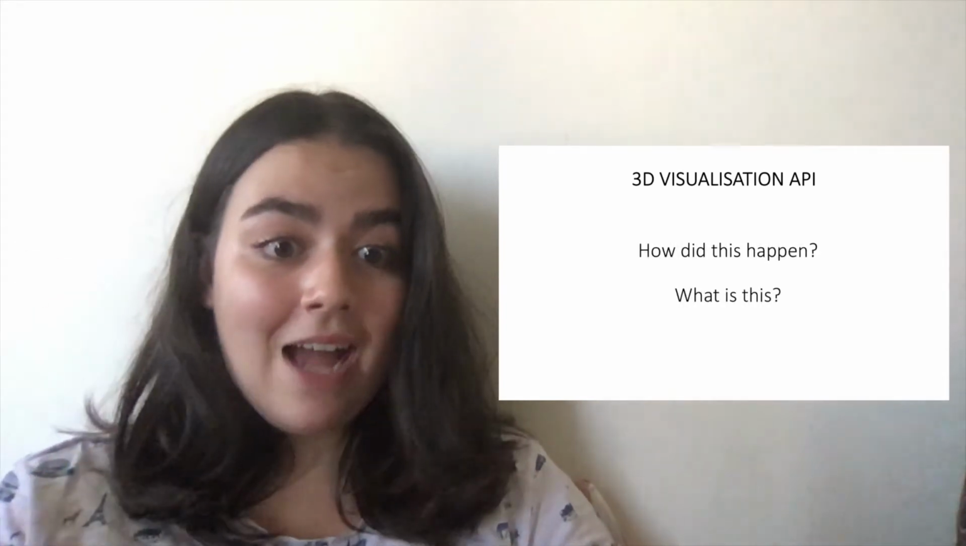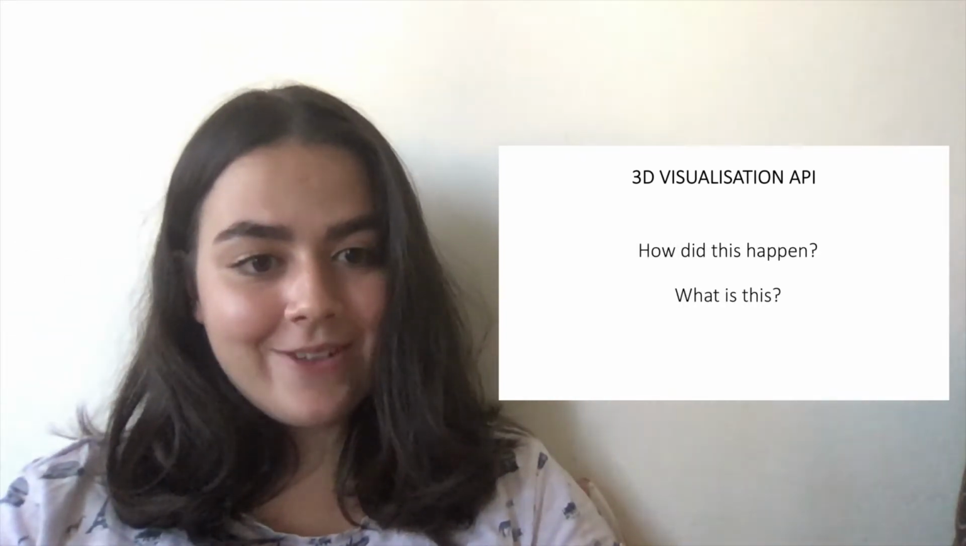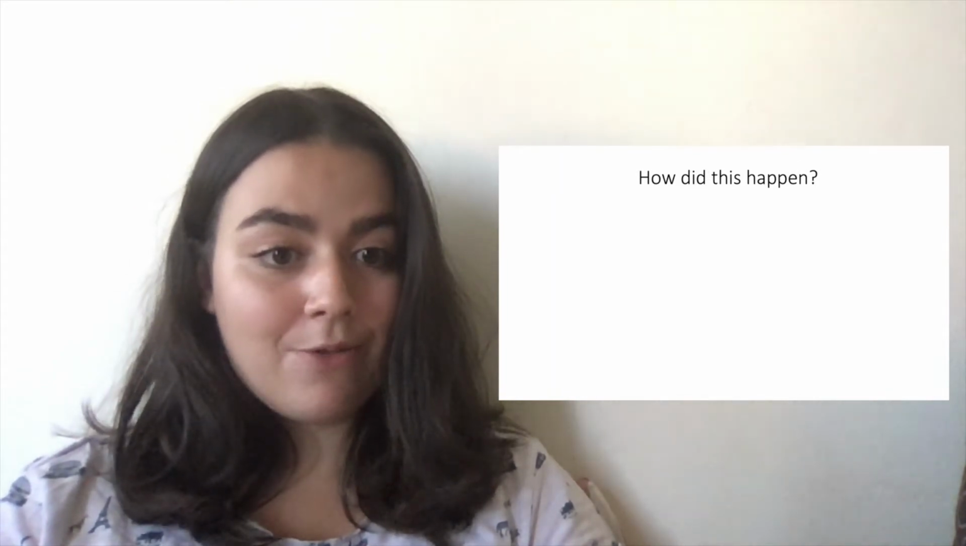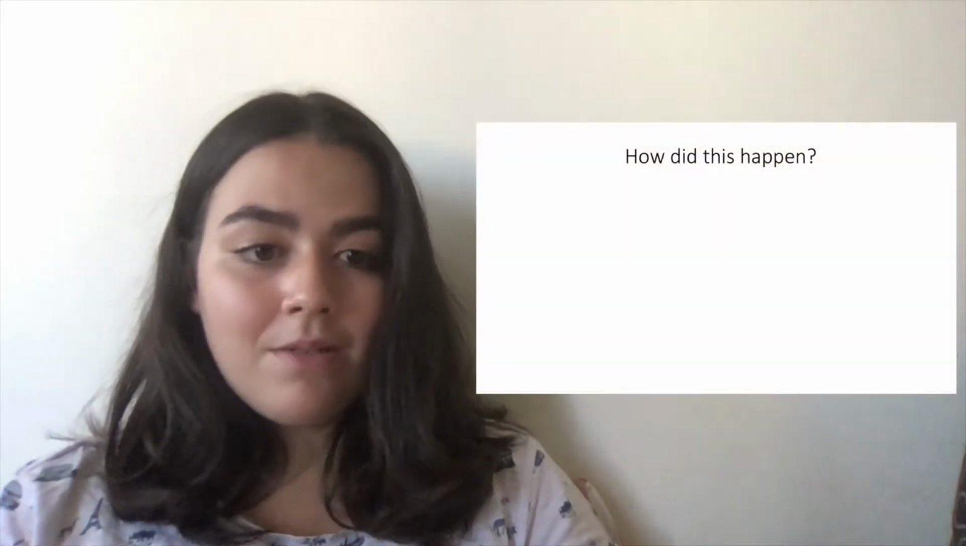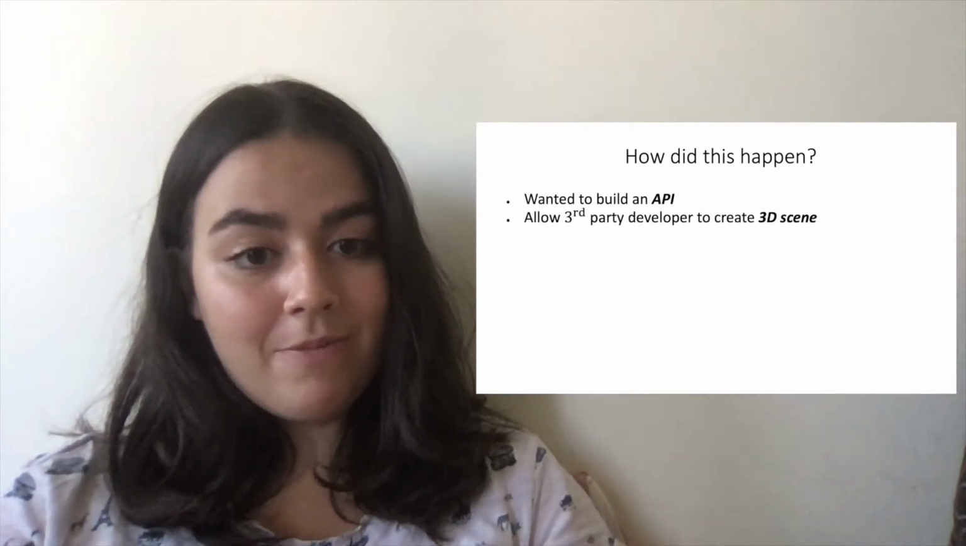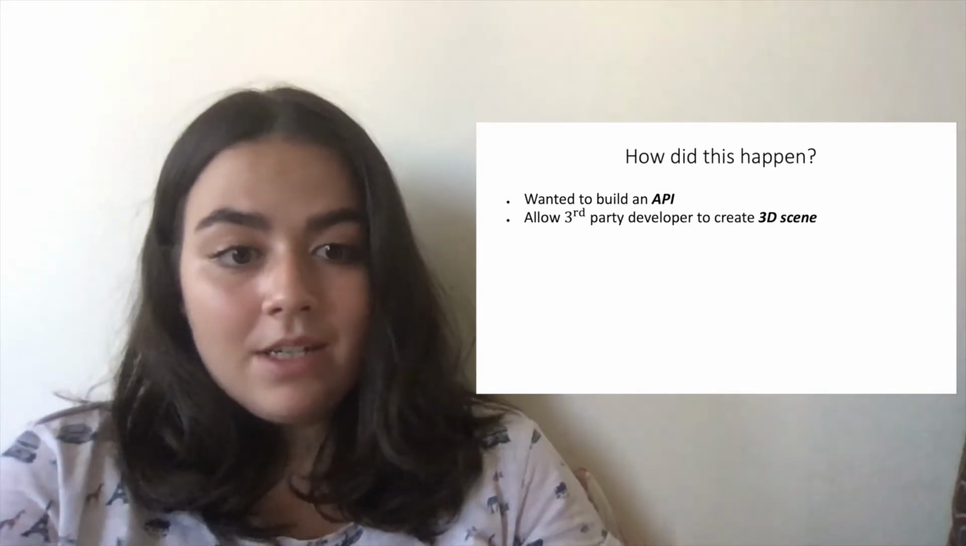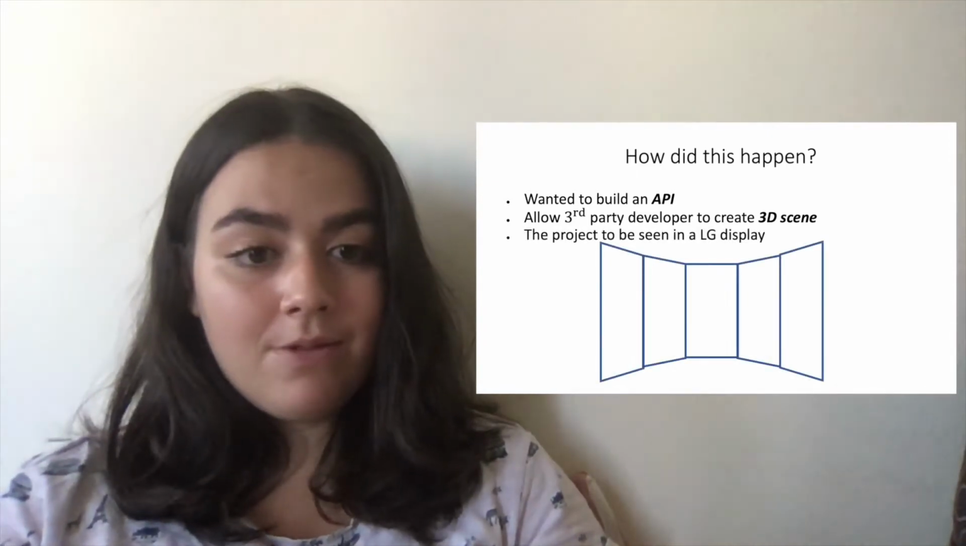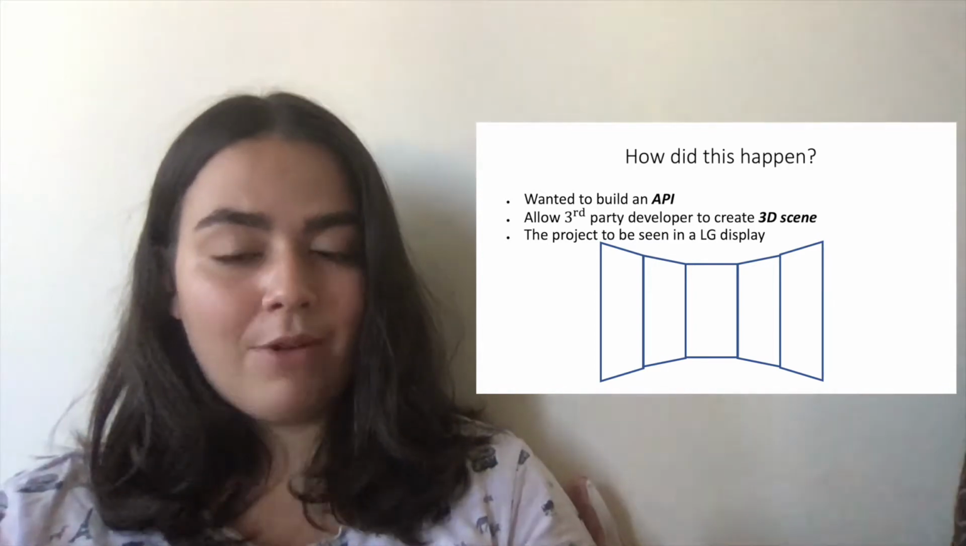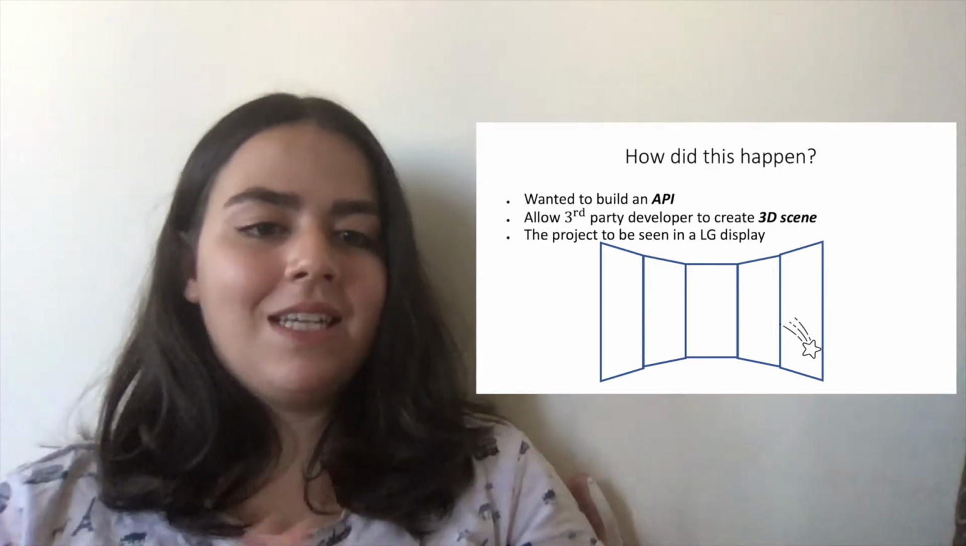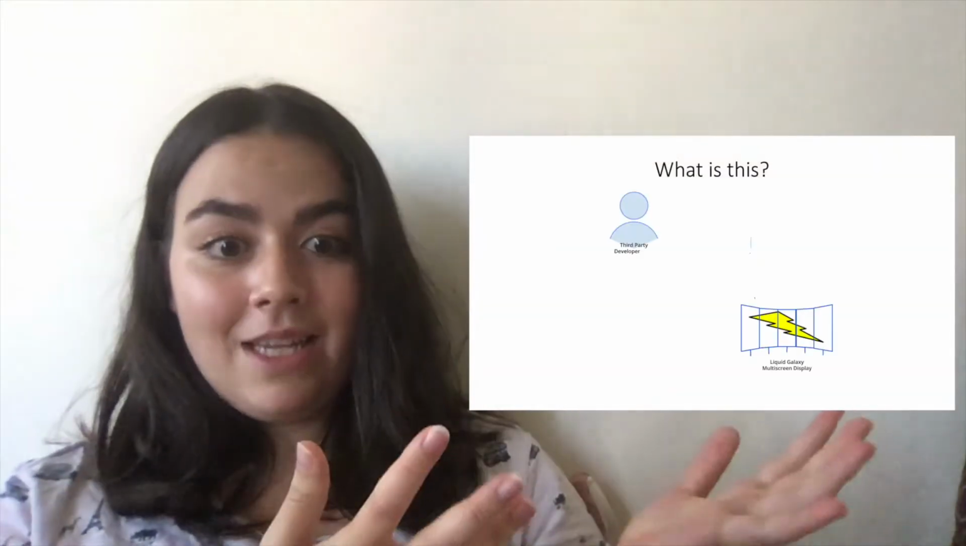How did this happen and what is this? When I was looking into Liquid Galaxy and what it was, I was quite fascinated by it. Given that I did my final year project in computer graphics and my interest in this area, I thought this could be a really cool idea. I thought, why not make some API, some library, for a third-party developer to be able to create a 3D scene in a traditional way, but see it in a Liquid Galaxy display with different screens and be able to see it from one screen to another. That is the aim of my project.